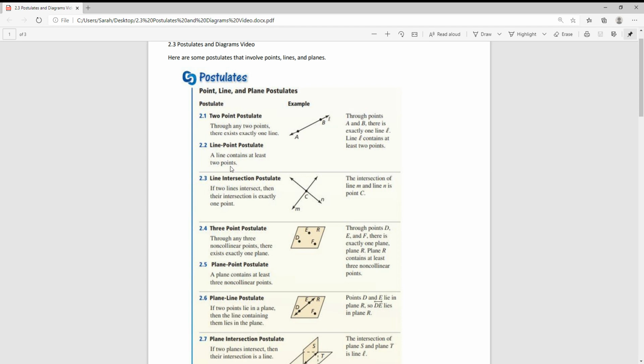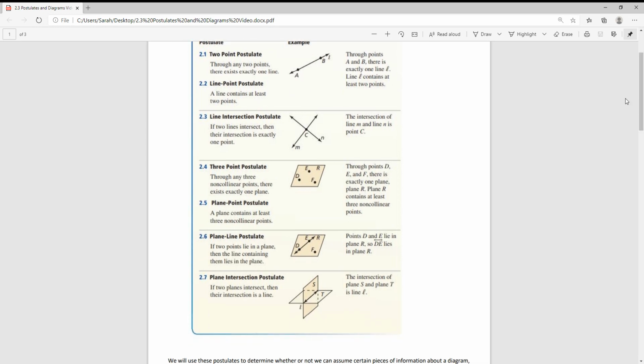The line-point postulate is basically the opposite of that. If we have a line, like line L, that line contains at least 2 points, like A and B. The line intersection postulate deals with when lines cross. If 2 lines intersect or cross, then their intersection is exactly 1 point. So if you look at the picture here, I have line N and I have line M. They intersect or cross at point C.